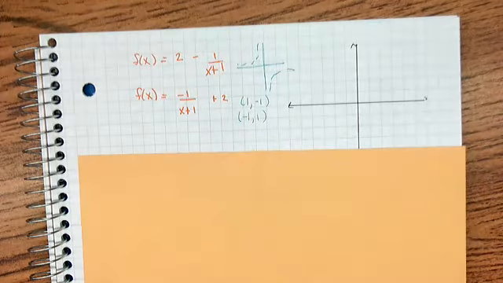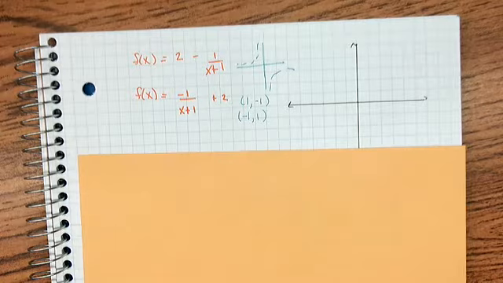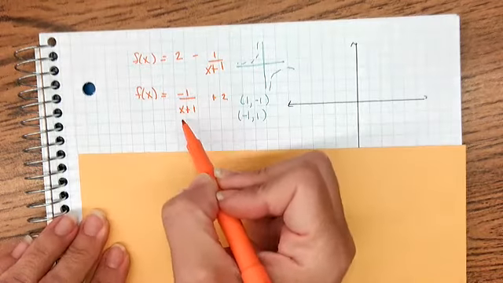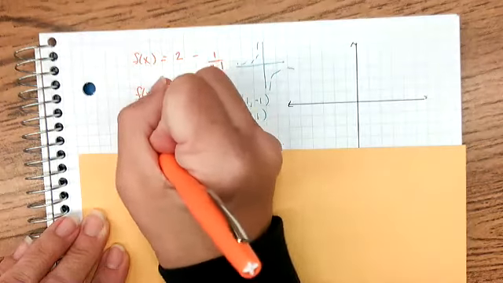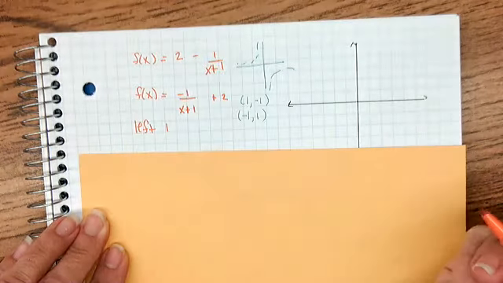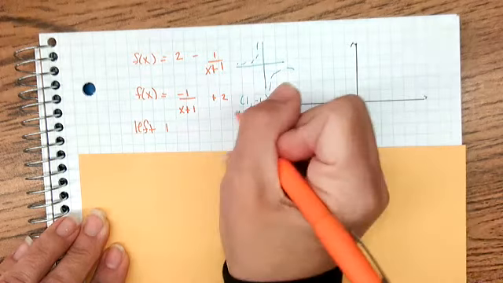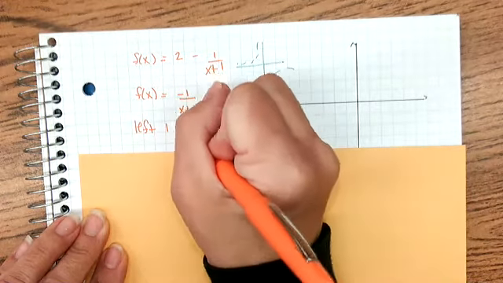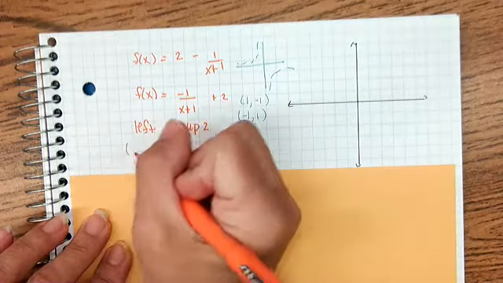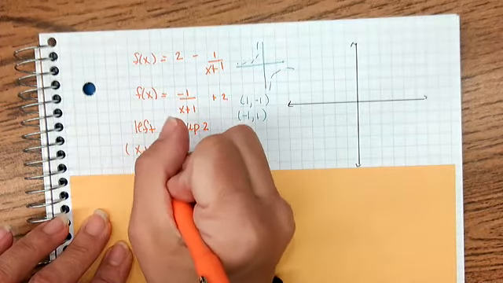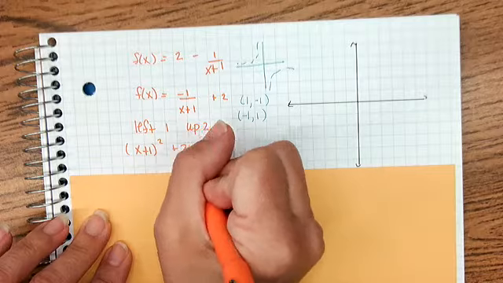There's so many ones. The parent domain and range: x cannot be 0, y cannot be 0. That's the domain and range for the parent. Okay, well, you already know how to do all this. This is a shift left 1. What value of x makes that 0? Negative 1. And what happens with that plus 2? That's up 2.